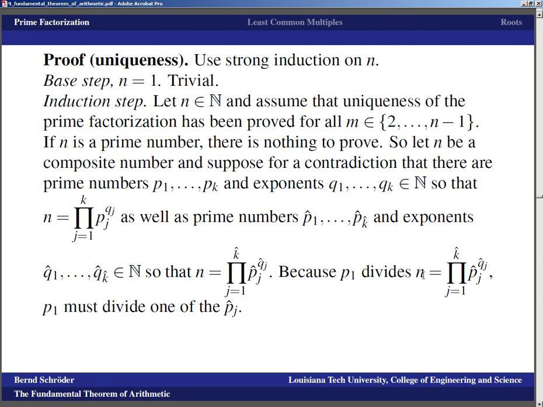Because p_1 divides n, which is the product j equals 1 to k̂ of p̂_j to the q̂_j, p_1 must divide one of the p̂_j.